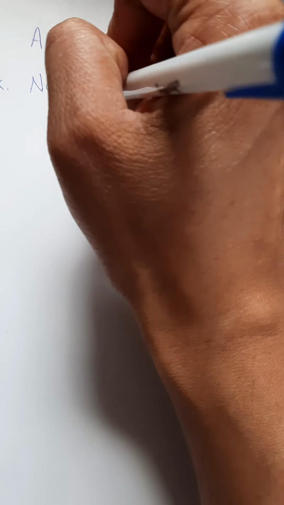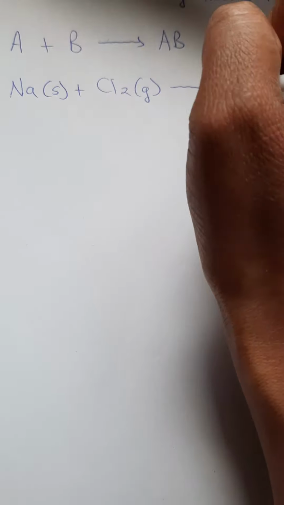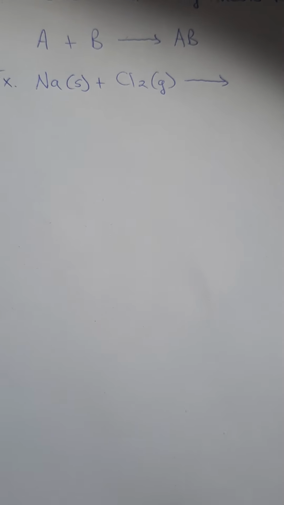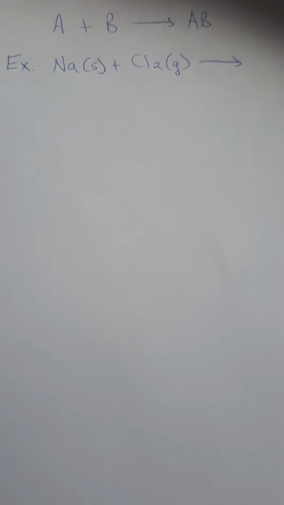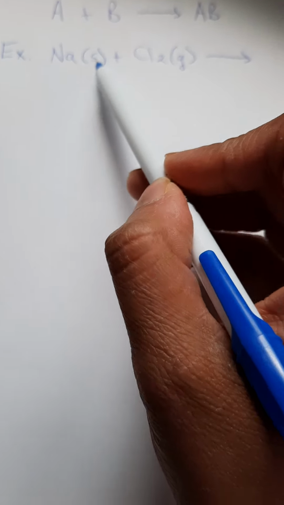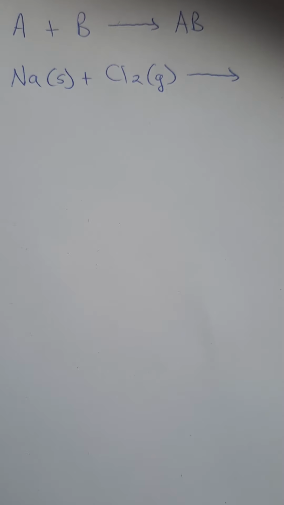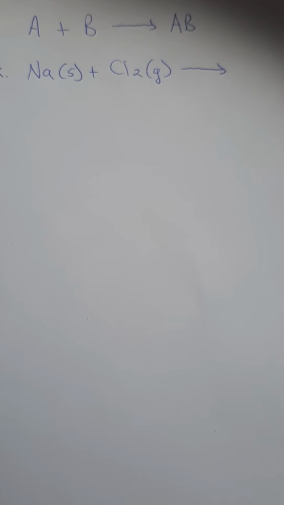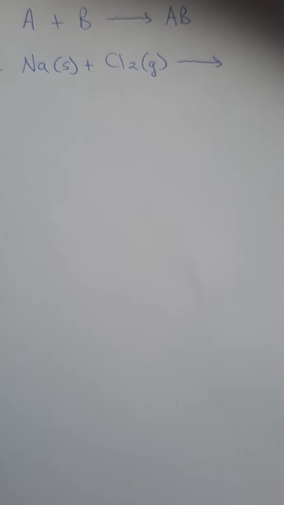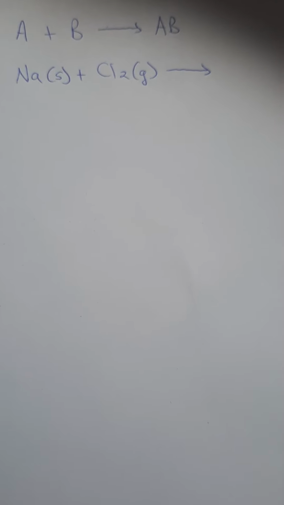Complete and balance the following synthesis reaction. So say I have sodium plus chlorine gas. For those of you who are not sure, I have to indicate the states here. The S here basically means the sodium is a solid metal. Chlorine is a gas. The reason it's Cl2 here is because chlorine is diatomic, which means you have two atoms of chlorine attached together. And that's how chlorine is found in nature.